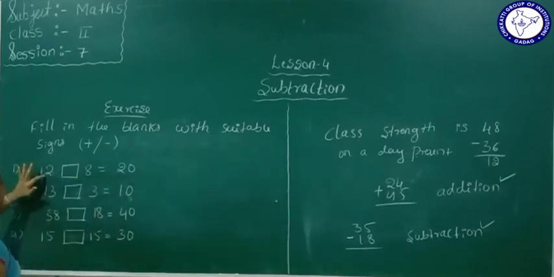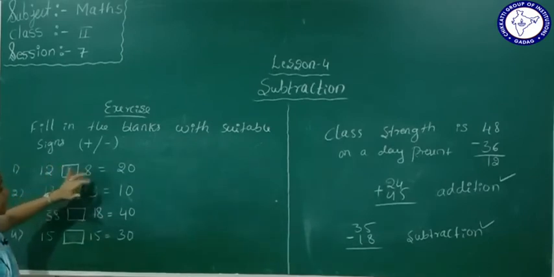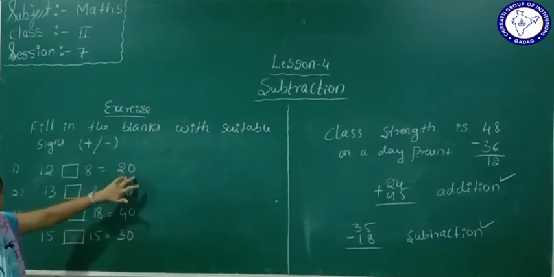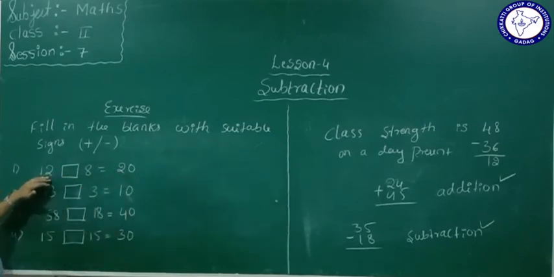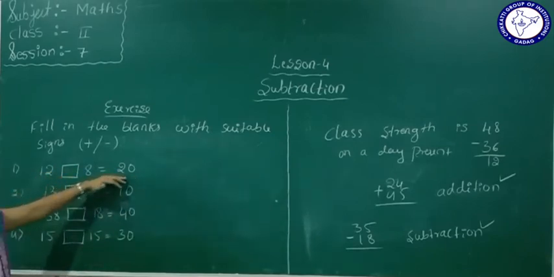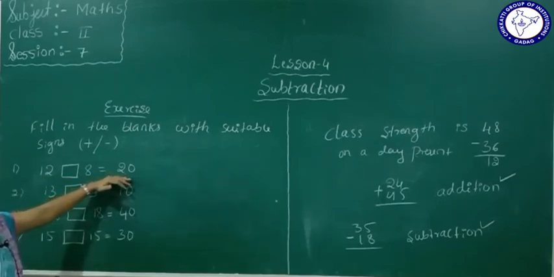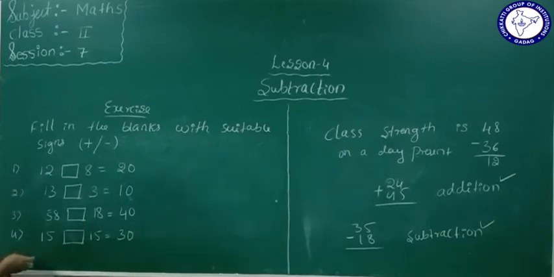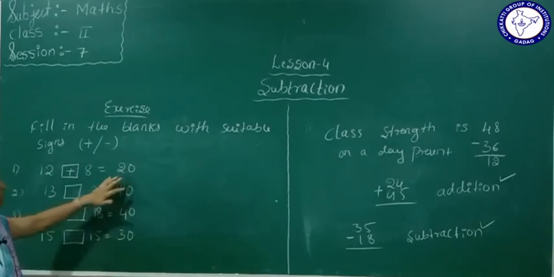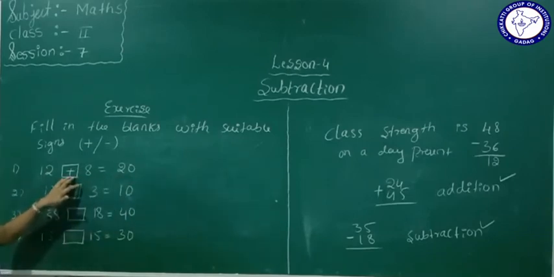In 12, if we subtract, will it come as 20, or if we add 8, does it come as 20? If we subtract 8 from 12, how much will it come? We can't get that answer. So what will we do here? We add. 12 plus 8 is equal to how much? 20. So we write the sign of addition.